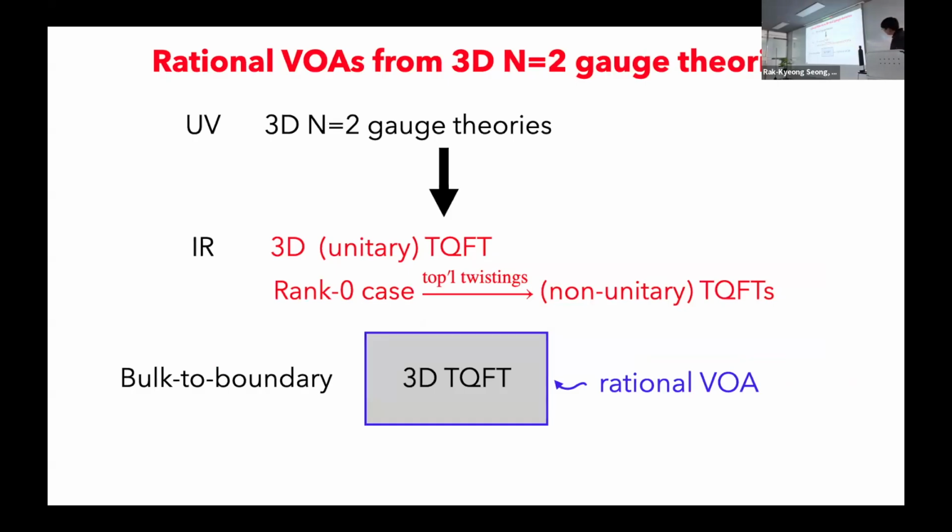And then, combining this with the bulk-boundary correspondence and a very clever choice of boundary condition, we can support some rational VOA from this one. This is the basic idea of how to construct the rational VOA from the 3D N=4 theory.